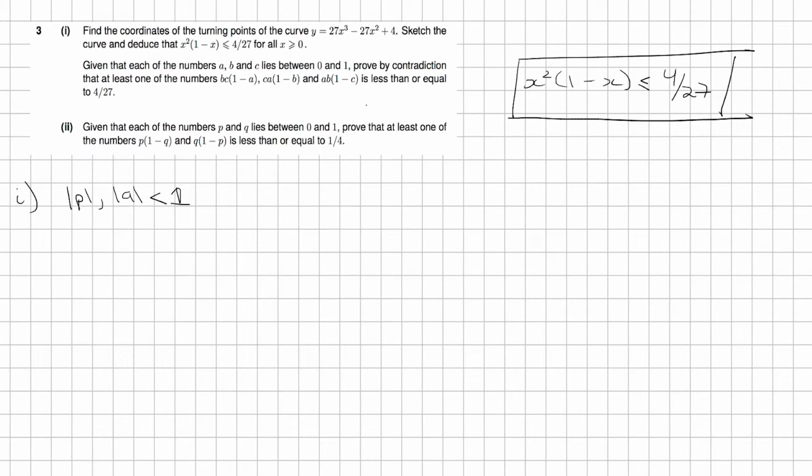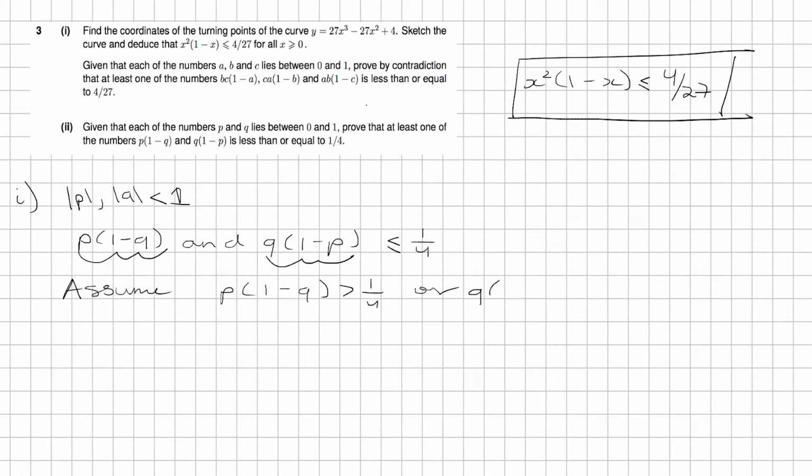Next, we are asked to prove that at least one of the numbers p multiplied by (1 minus q) and q(1 minus p) is less than or equal to 1/4. So first we must assume that they are both greater than 1/4. And we notice if we multiply them together that pq multiplied by (1 minus q)(1 minus p) must be greater than 1/4 squared.